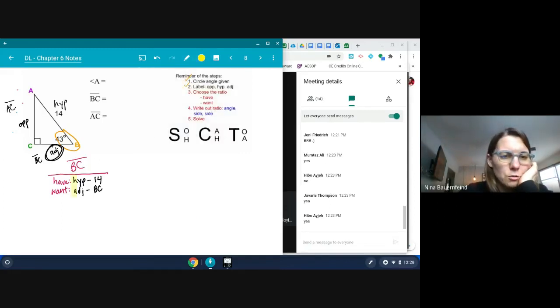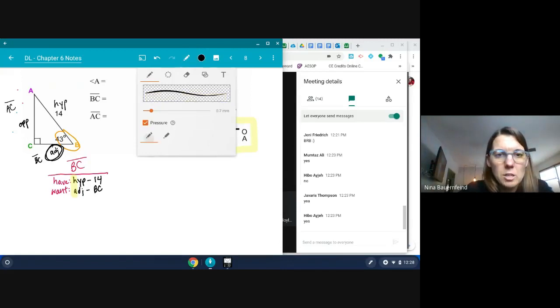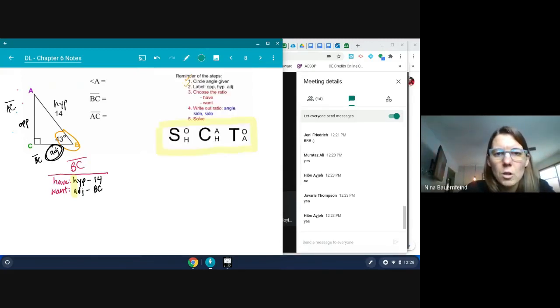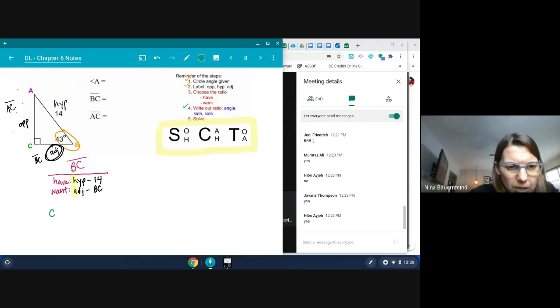You have to look at the first 2 letters of those. Here we have H and A. Which of these 3 uses H and A? C. Yeah, good. So we're going to write out the ratio, which is step 4. We go cosine, and then the angle, which is 43, the angle that we circled in the very beginning. And then it's going to equal adjacent on top divided by hypotenuse on the bottom.